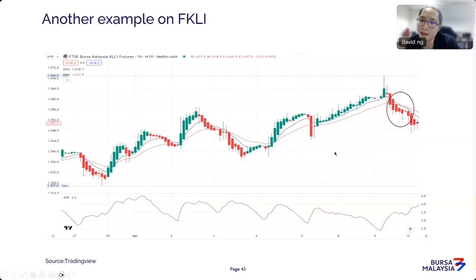So this is another example on FKLI. The previous example was on FCPO. FKLI is also a very similar trade setup. Again, you see a bearish crossover and you see red Heikin bars, the bodies are getting wider. That would generally be a good position to sell. And the ATR value here is about 4 points.